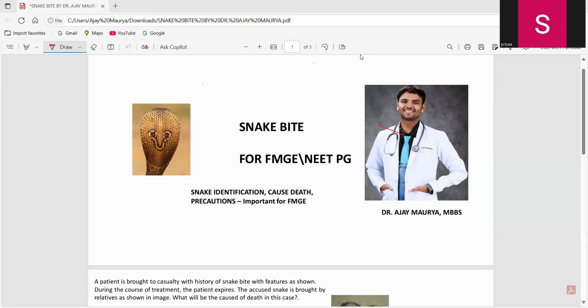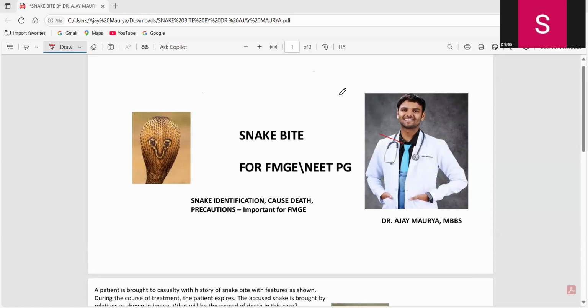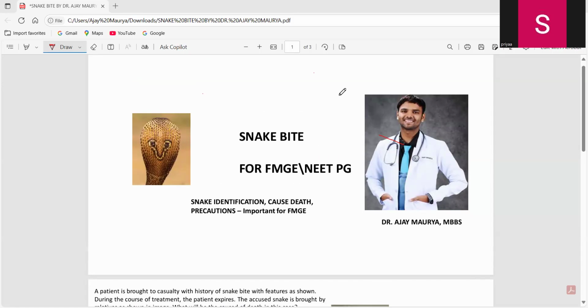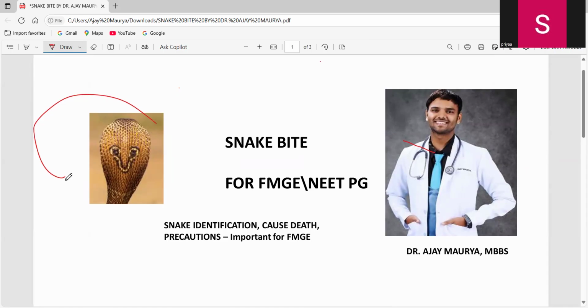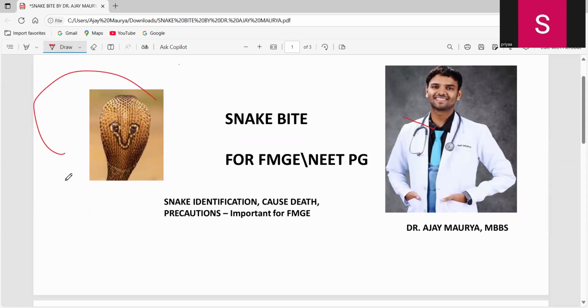So coming to snake bite. In the FMGE exam and the NEET PG exam, how they are going to ask the questions is very simple. They will give an image to identify what type of snake this is, what is the cause of death by this snake, and how you are going to prevent snake bite. If I talk only with the exam purpose, it's going to be very simple. I can complete it within 1 to 2 minutes.